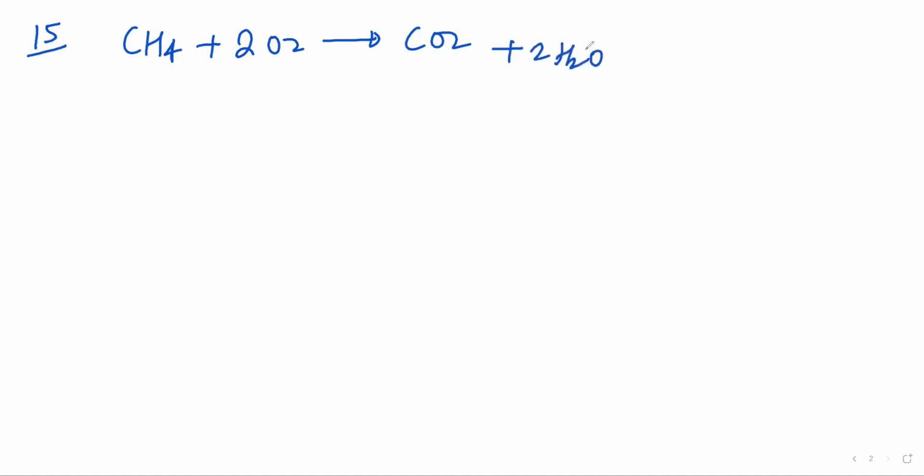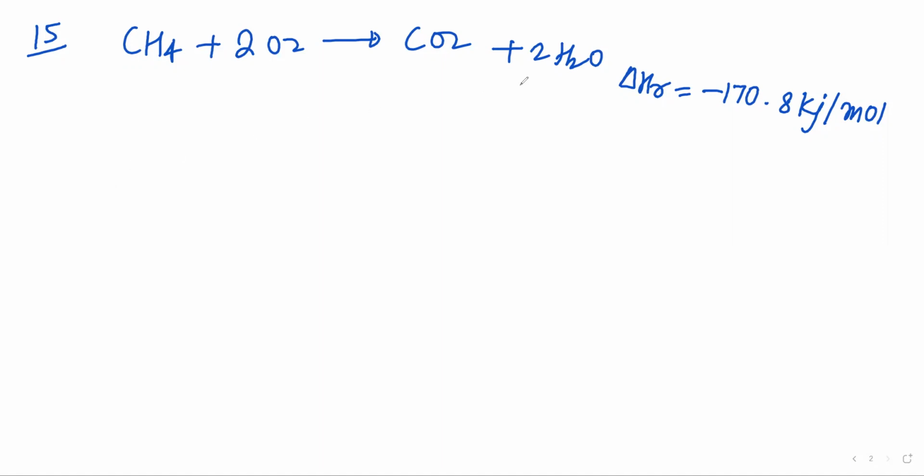Now see question number 15. For the reaction CH4 plus 2O2 produce CO2 plus 2 moles of water, delta H of this reaction is given, that is minus 170.8 kilojoule per mole. Which of the following statements is not correct about it? Right. So let's see the explanation.